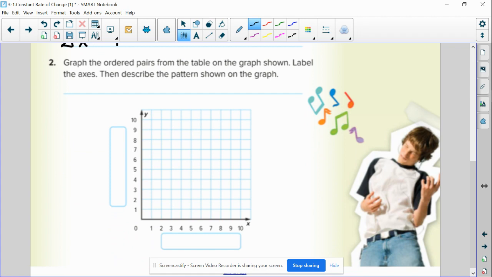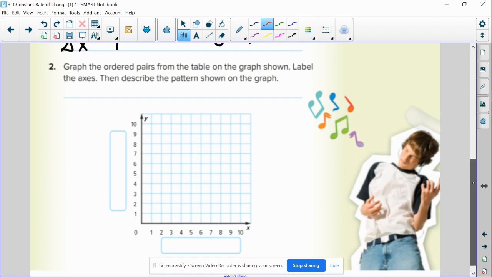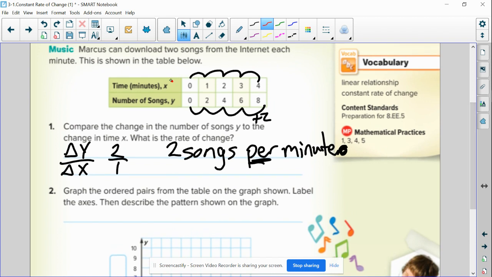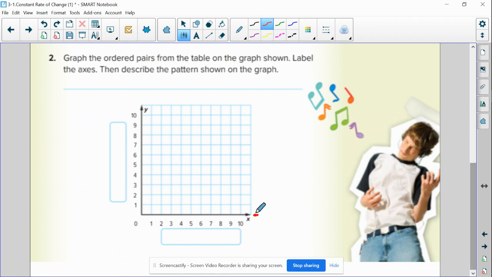All right, we need to use what we have and graph that data that they gave us. Now, if you notice, they gave us our X and our Y. Well, whenever you graph, you put your X's on the X-axis, so that's our time of minutes. And then we have our Y, which is our songs. How many songs did they download? Okay. At 0 minutes, he had 0 songs. 1 minute was 2 songs. 2 minutes was 4.